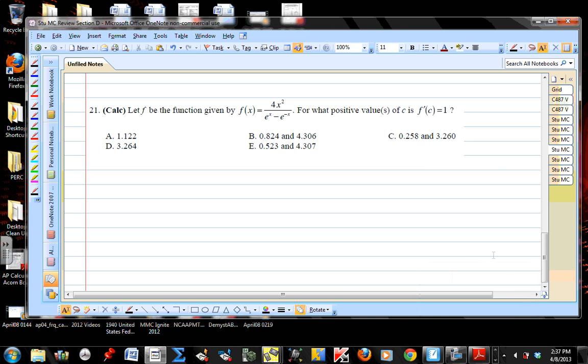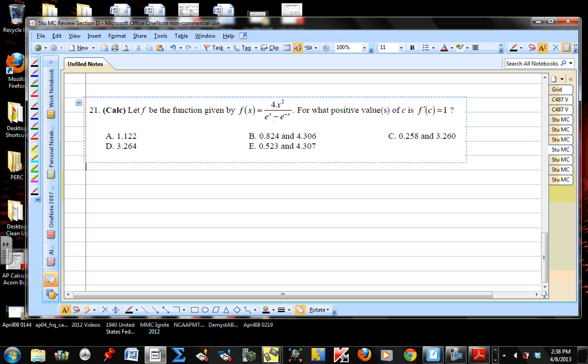Problem number 21. We're allowed to use a calculator for this one. And with our calculator, there's multiple approaches we can take to solving this problem. Whether you have an 84 or an 89, there's different ways you can approach this problem. So I'm going to show you a generic solution that would work for either 84 or 89 users.